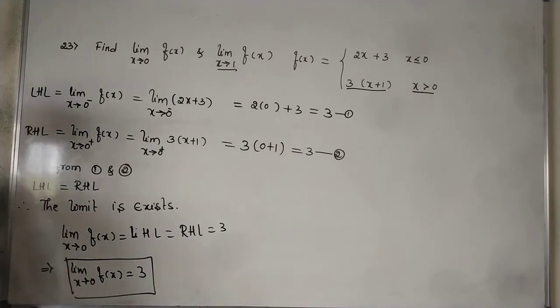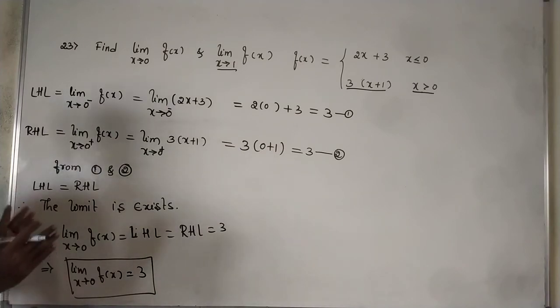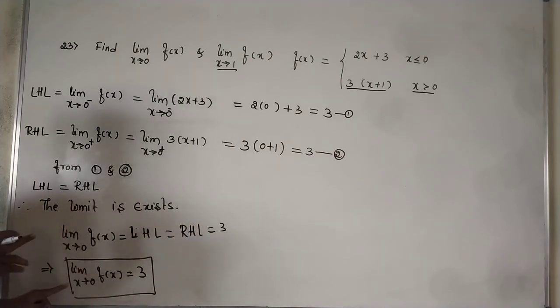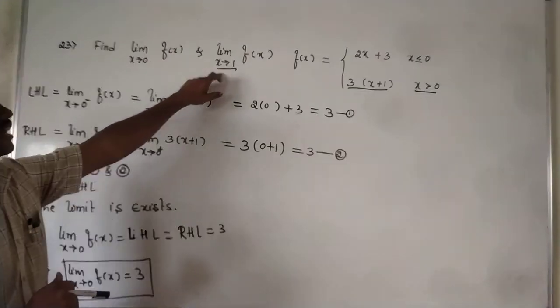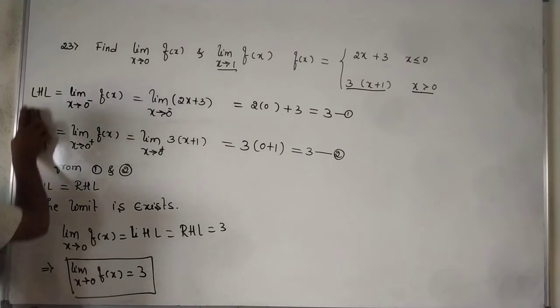In this way, we have to identify the limit of the function if it is given in terms of inequality. If inequality is given, you must find the left hand limit and right hand limit. Then we have to confirm whether they are equal. If they are equal, the limit exists and that limit is equal to the value of the left hand and right hand limit. This completes the problem. Next we have another example, at x tends to 1, that we have to find.